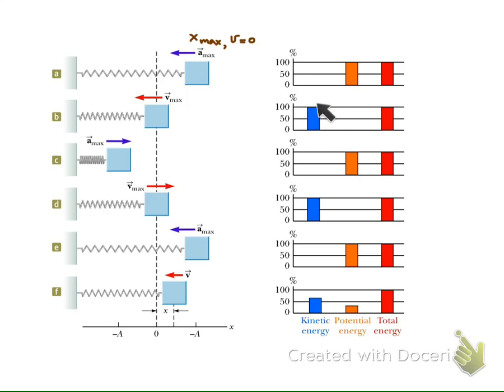The blue bar represents the kinetic energy and the orange bar represents the potential energy. We can see that here the kinetic energy is 0, the potential energy is maximum, 100% of the total energy, and the red bar represents the total energy, and the potential energy is equal to the total energy.